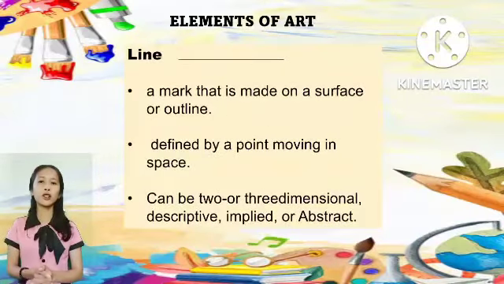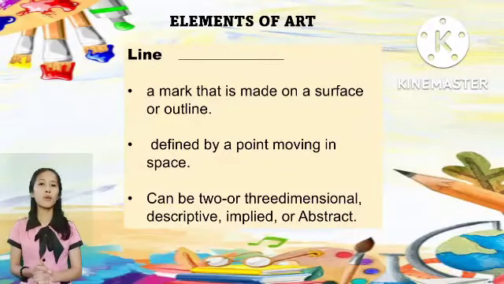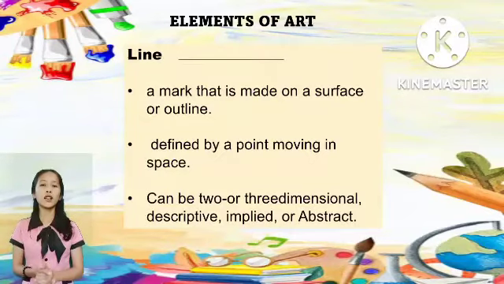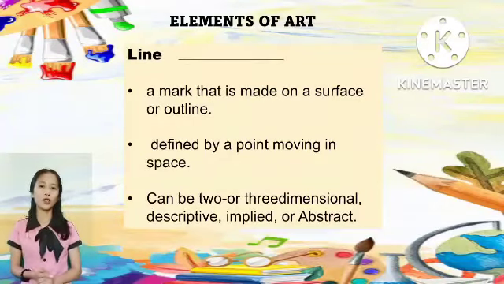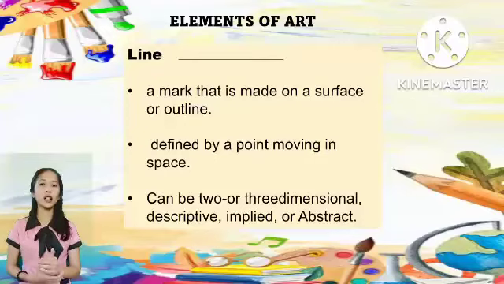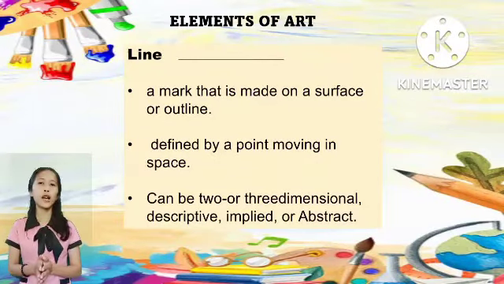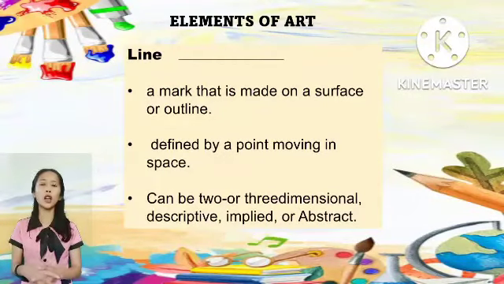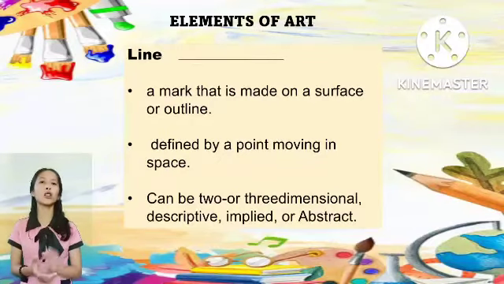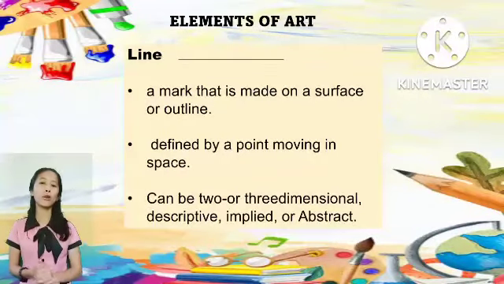Now, let's tackle the first element of art, which is line. Line is a mark made on a surface or an outline, defined by a point moving in space. It can be two- or three-dimensional, descriptive, implied, or abstract. Not all lines in art are straight. They can also be implied, abstract, or two- or three-dimensional. The fundamental element of visual arts is line. So as a result, it is also simple to define a line as a mark that travels any path between two points or along the path of a moving point.